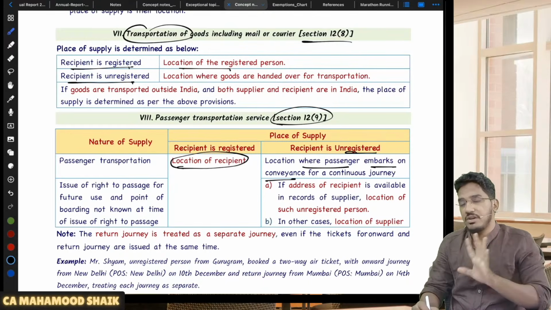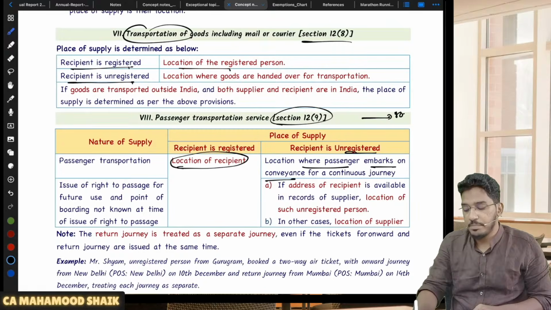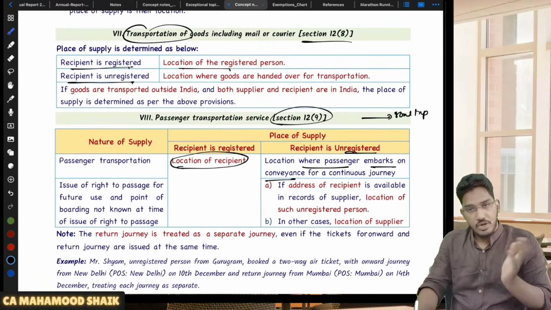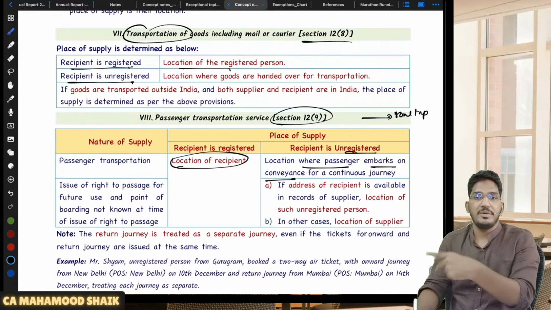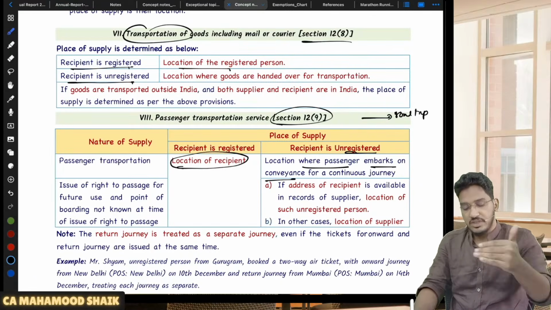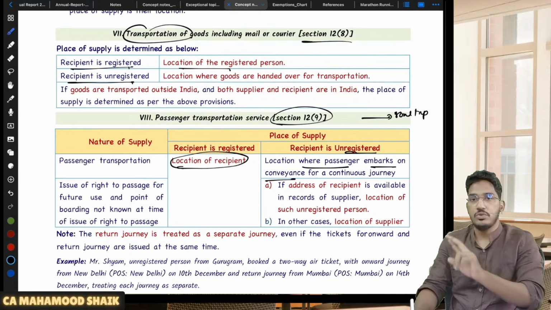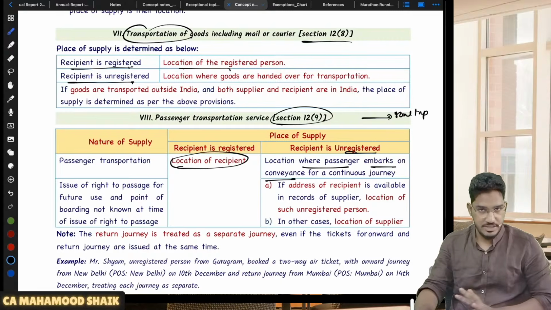If the recipient is registered, always the location of the recipient. And one important point here, in case you are booking a round trip, to journey and fro journey, both will be treated as two separate journeys. You might be booking a round trip, but still to journey and from journey will be treated as two separate journeys, not as a single journey. And accordingly, two transactions will be there. Two times you have to determine the place of supply.